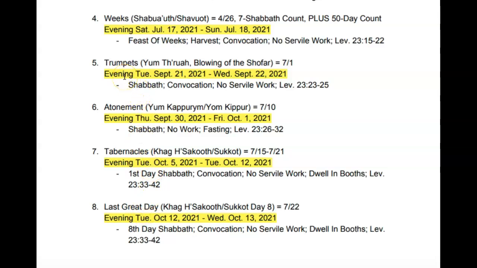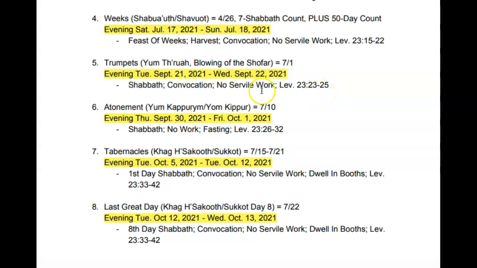You have trumpets right here, which is around September 21st through September 22nd of 2021, which is the blowing of the shofar, which is the first day of the 7th scriptural month, not July 1st, which is to be a Sabbath, a convocation. No servile work is to be done on that day. And you can learn more about that in Leviticus chapter 23, verses 23 through 25.